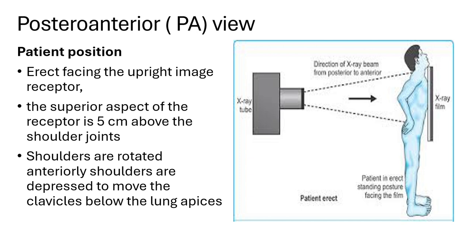Now talk about the posterior anterior view. In posterior anterior view, patient position should be erect, facing upright to image receptor. And the superior aspect of the image receptor is 5 cm above the shoulder joints. Shoulder joints are rotated anteriorly by placing a hand in back pocket or on the waist, and the shoulders are depressed to move the clavicle below the lung apices so as to not obscure pathology in lung apices.